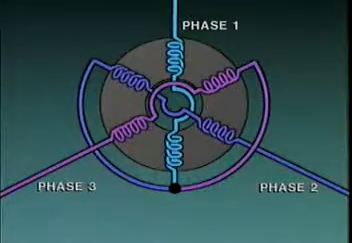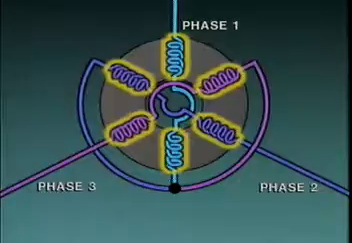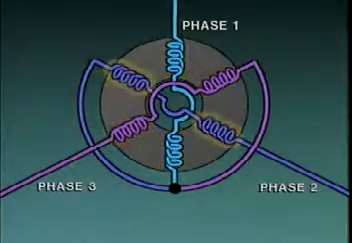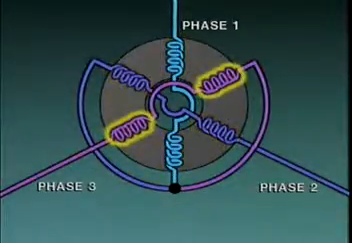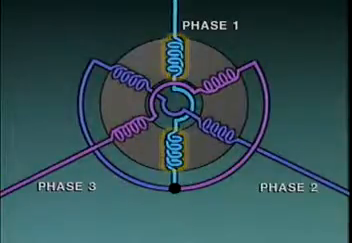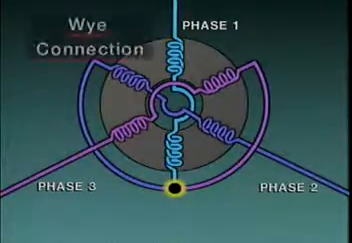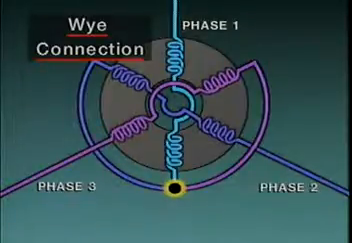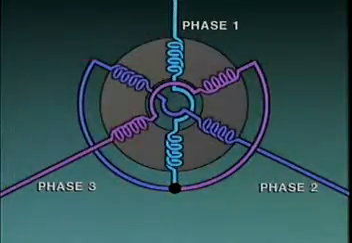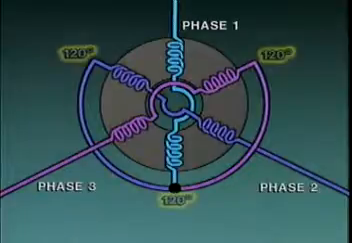This illustration represents the stator of one type of three-phase AC motor. This stator has 6 coils. There are 2 coils, or one coil pair, for each phase of alternating current. The coils are connected through a common point in what is called a Y connection, or a star connection. In this arrangement, the coil pairs for each phase are 120 degrees apart from each other.